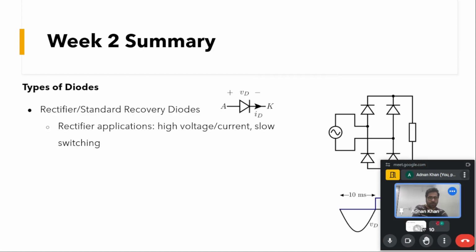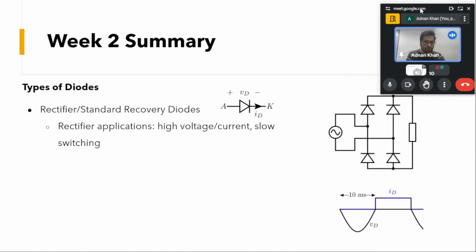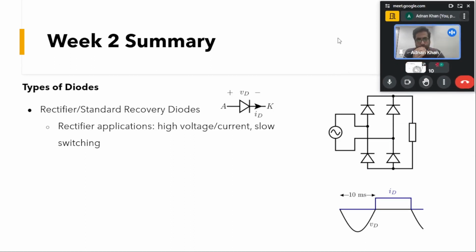Coming to the next part, what had been taught after this were the different types of diodes that were discussed. First were the simple standard diodes, and there are some other types of diodes that were discussed, like the Schottky diode and the fast recovery diode. Before going to that, let us first see the standard diode.